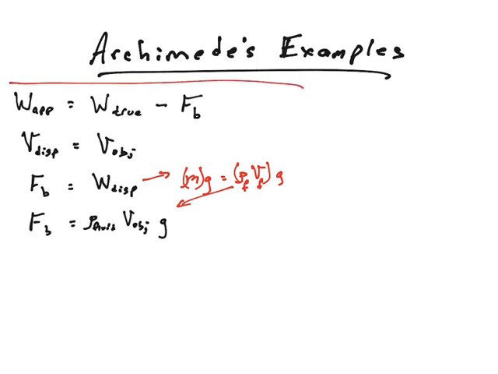So this is the set of relationships, equations you can call them, which will be used for every single buoyant force / Archimedes principle question you may get.